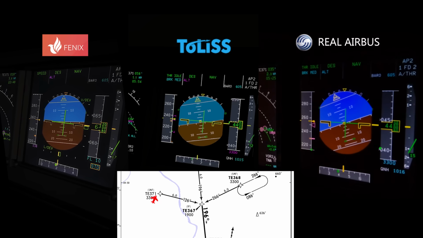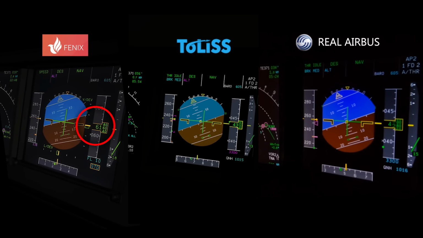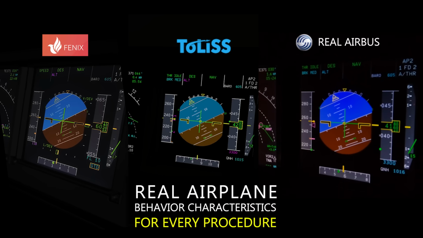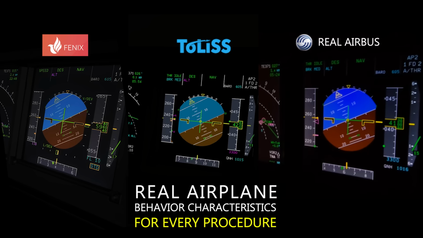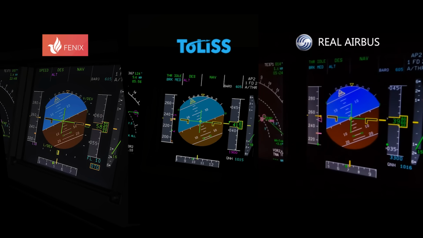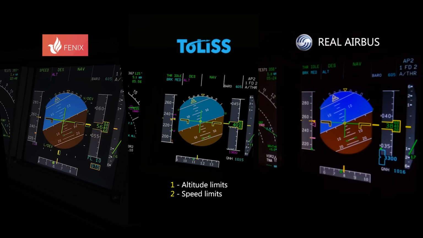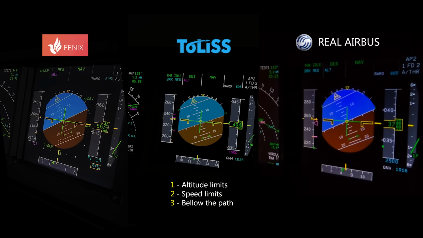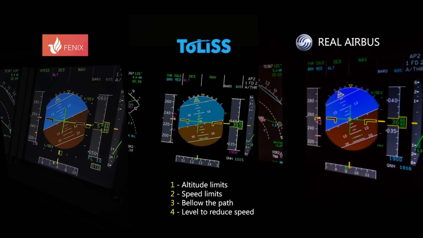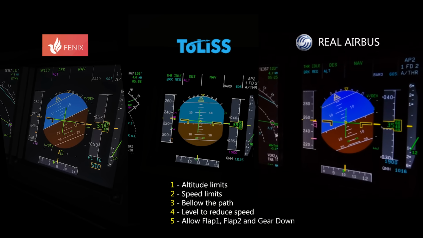Notice the three airplanes now turning into the initial approach fix. Again, Fenix at 1,900 above the procedure. The behavior of the rear airplane is almost the same every procedure. It will cross over all the altitude limits and maintain the speed limits. The airplane will always get you a little bit lower in the procedure, allowing us to reduce the speed through the first notch of flaps with the aircraft leveled at the final segment.